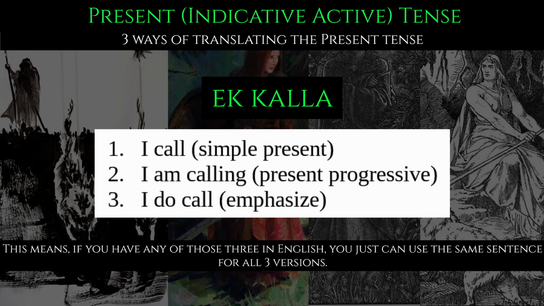And again, we have 3 ways of translating the present tense from Old Norse to English, which would be I call, simple present, I'm calling, present progressive, and I do call, emphasizing the action, in this case the call. This also means if you have any of those 3 in English, you can use the same sentence, ek kalla, for all 3 versions. And that's it already for this lesson.